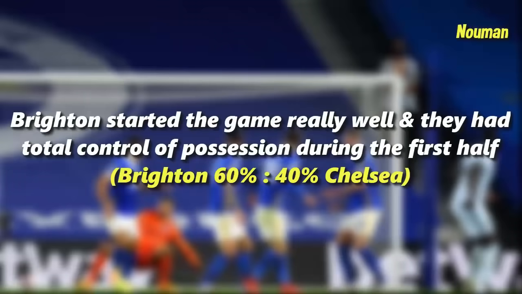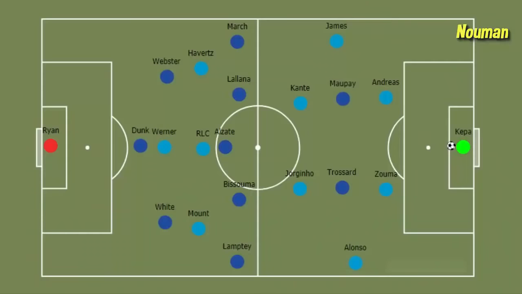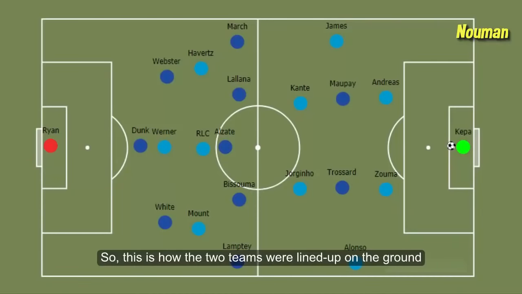Brighton started the game really well, and they had total control of possession during the first half. Brighton's formation without the ball is what made it so difficult for Chelsea to build their play from the back. So this is how the two teams were lined up on the ground. Chelsea's 4-2-3-1 versus Brighton's 3-5-2 formation.